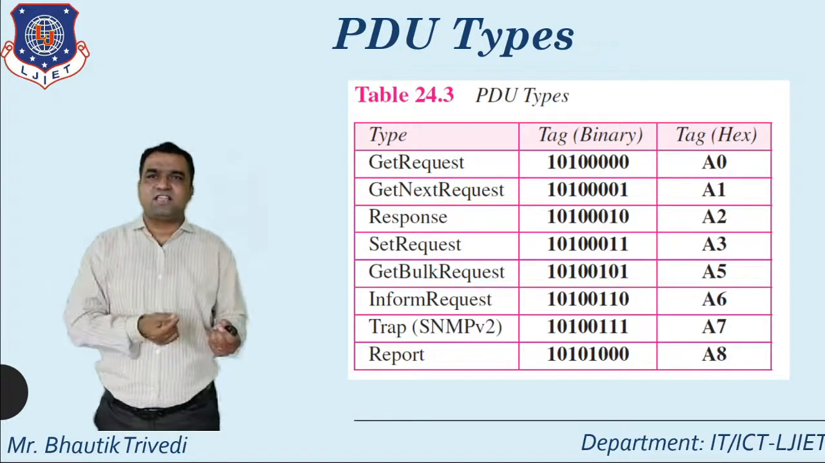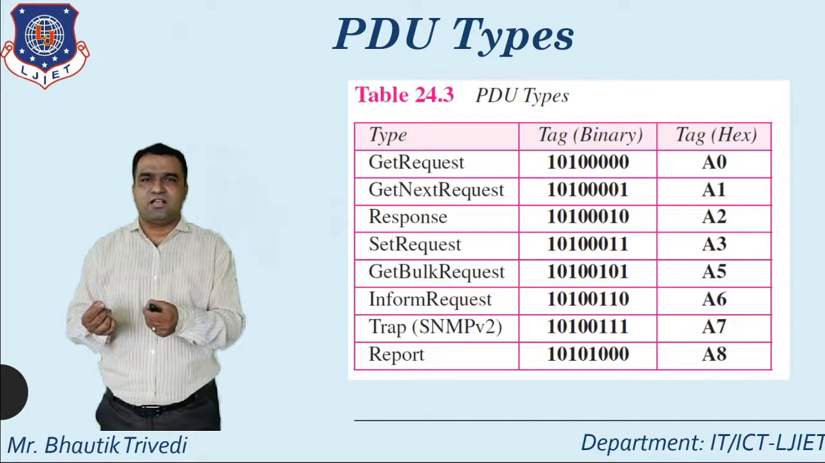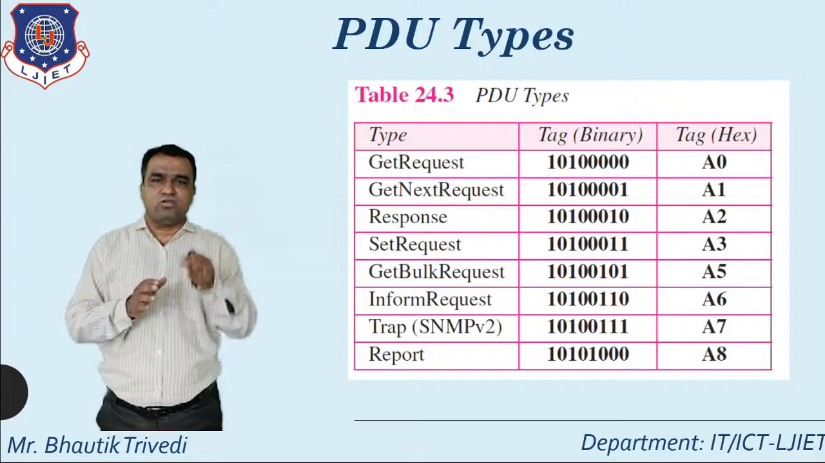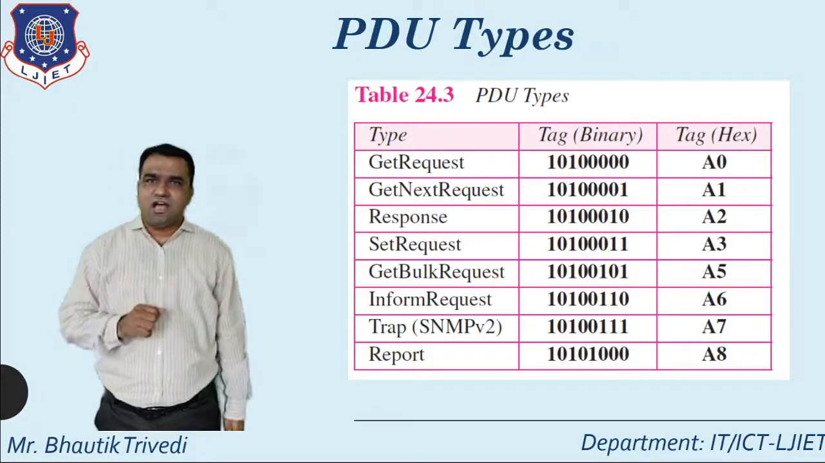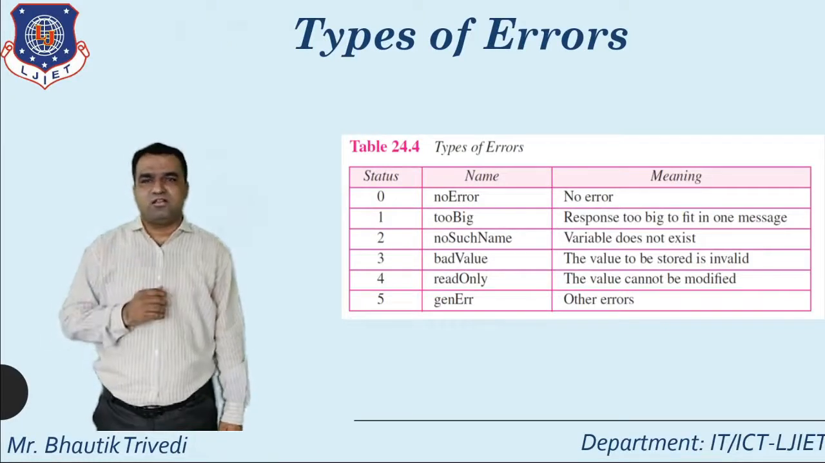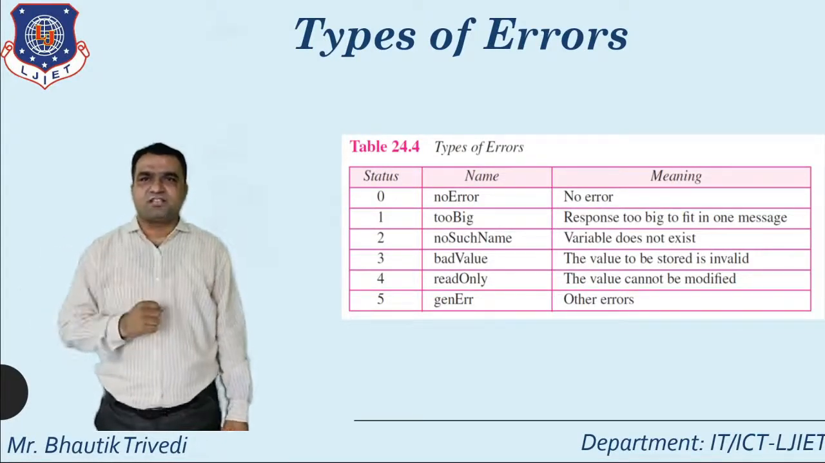So what's the hexadecimal value and what's the binary value of this particular tag? That's the representation of this particular tag value in this particular diagram. After that, types of error, because you already know the concept of error status and error index.